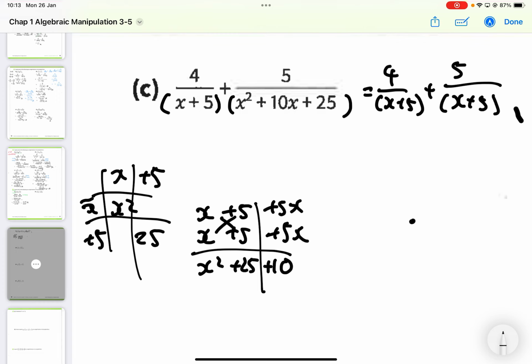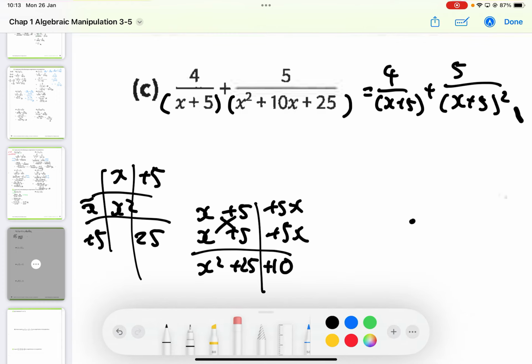x plus 5 square. Then after that, you can continue with what you have been doing for part A and part B.